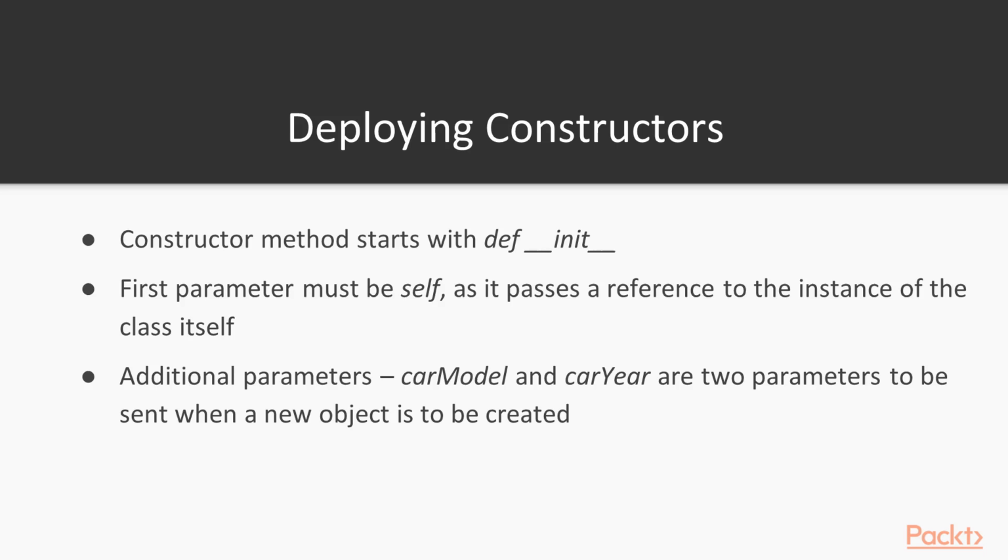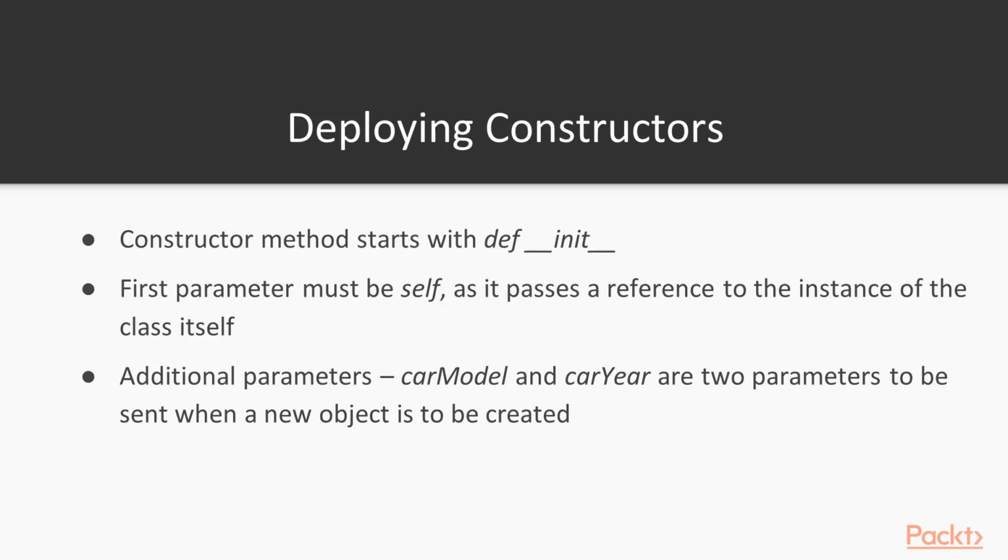Just to understand, we will learn the greater role of constructor once we get to know about Python inheritance. But for now, we'll just try and understand how a constructor is to be deployed. The basic method to deploy a constructor is to define it with its syntax, that is def double underscore init double underscore. This is to be declared under any class. Along with the def init, you have to pass self as a parameter as it passes a reference instance to the class itself. Additional parameters can be added, for example, class model or class year, to send when a new object is to be created.